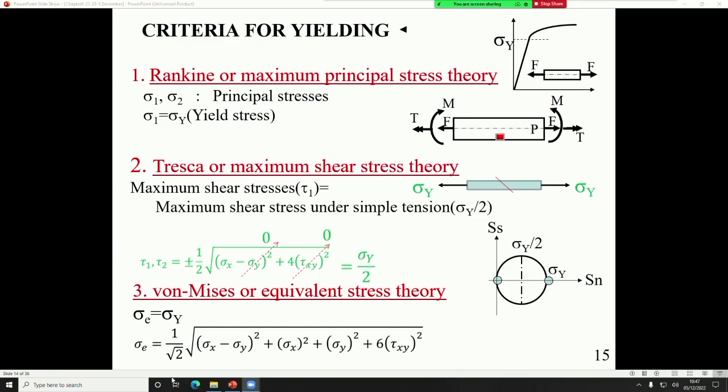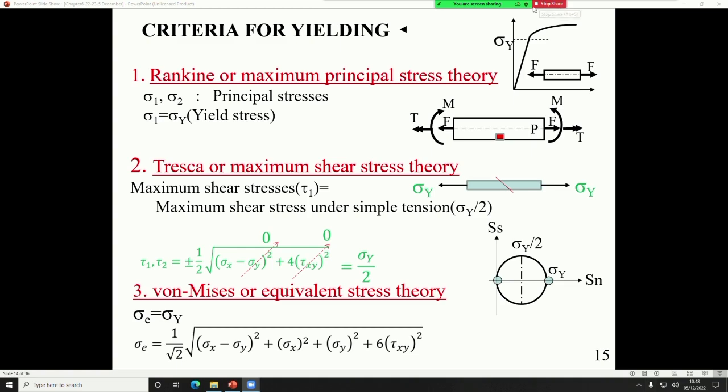Now, in the majority of textbooks, they don't give you the why, where this comes from. But as I said, whenever the distortion energy at a point is equal to the distortion energy in simple tension, which comes from this value, sigma Y here, then you end up with this equation. And whenever you equate this with the yield stress, then the material has failed. Now, you might say, which one of these three shall I use? The answer is that it depends on the material. Is it brittle? Is it ductile? And mostly, which type of stresses the material is subject to.